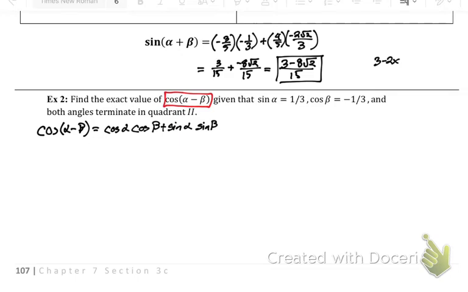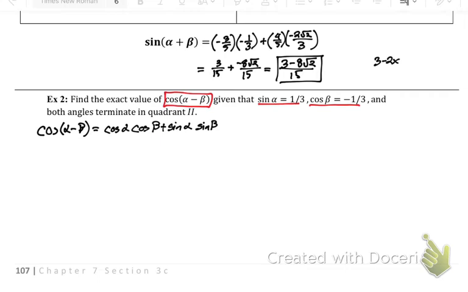All right, now our next thing to get some more points is understand that they're going to give you some of these values. So they tell me sine alpha equals 1/3. So we can take that 1/3 and plug it in for sine alpha. They also give us cosine beta equals negative 1/3.